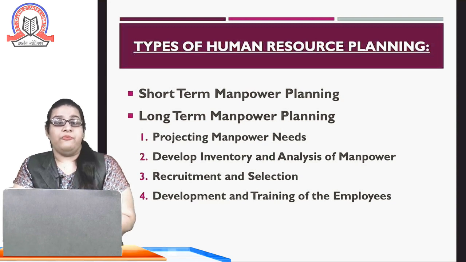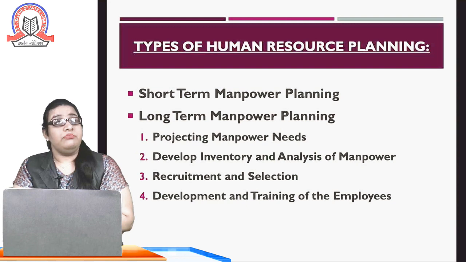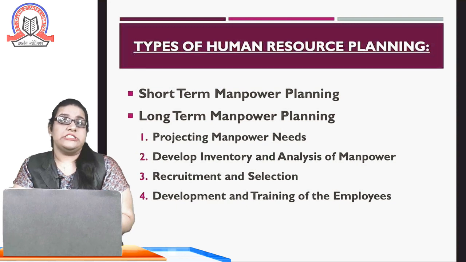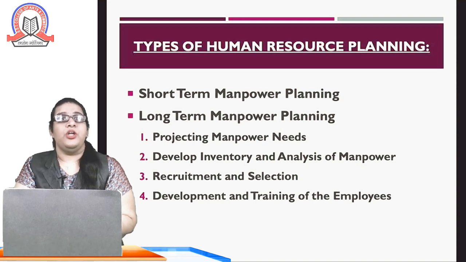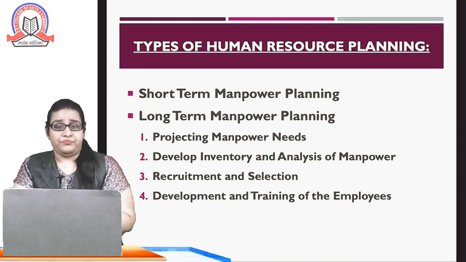Then next is recruitment and selection. So in the long term planning, we will focus about the recruitment and selection, how we are going to select the employees, whether we are going to recruit them from internally, whether we are going to transfer and promote from internally, or we are going to go for external sources, we are going to go for campus placement, or we are going to go for interviews and placement agencies. So we have to plan accordingly.